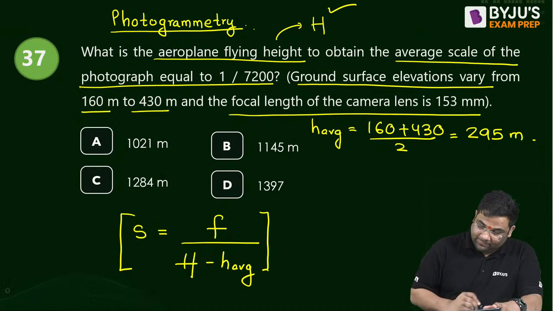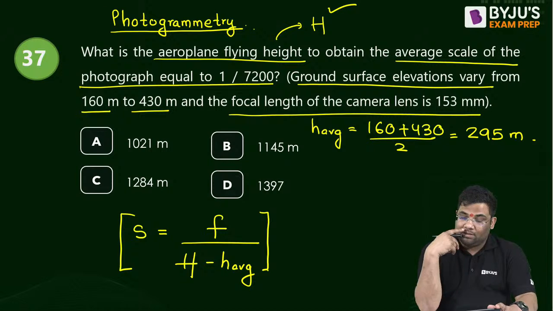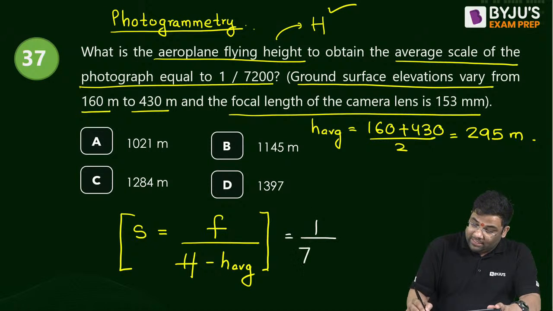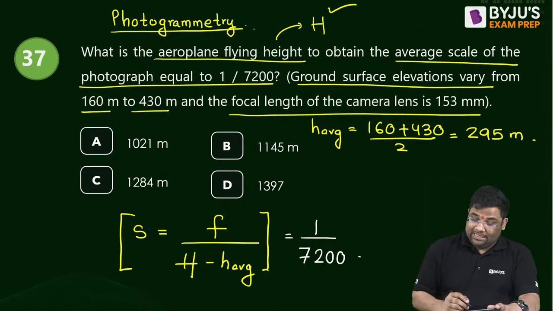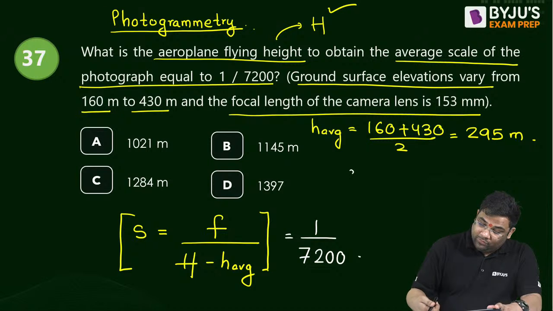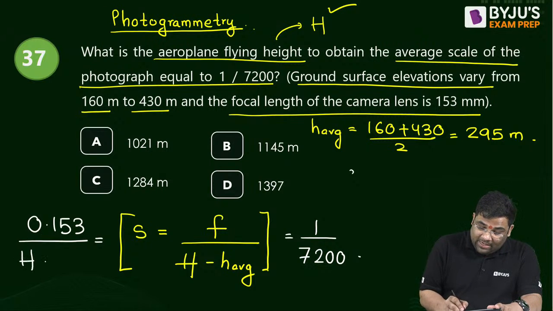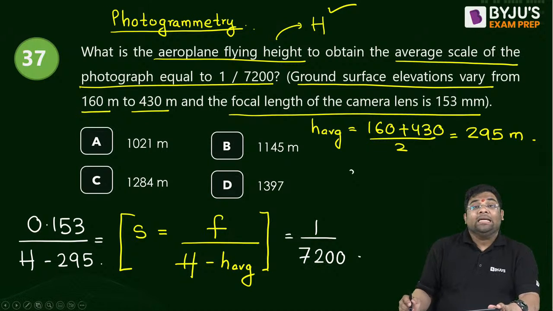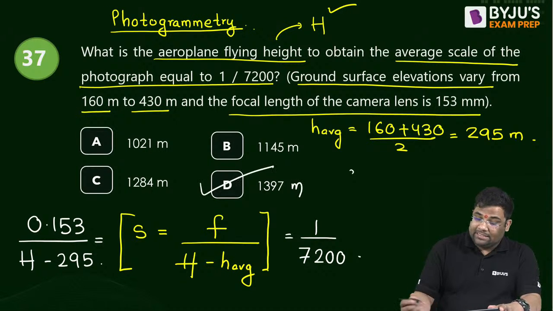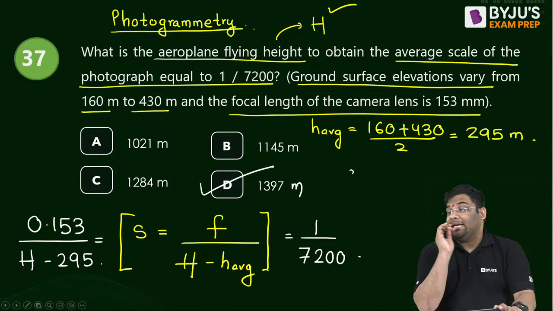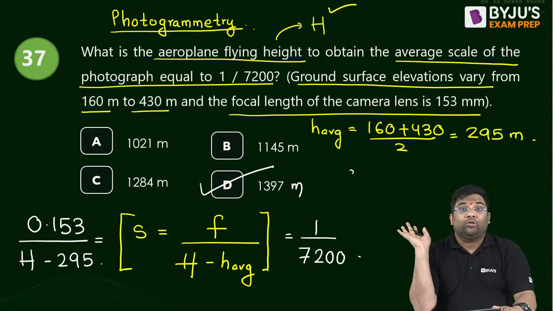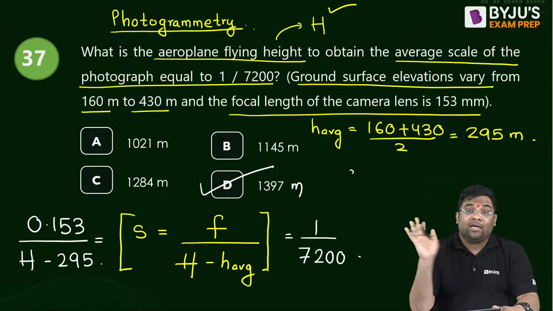So tell me the answer to this. What is the answer to this? Tell me. It is given 1:7200. Now use everything in what? Meter. So this will become equal to, you see, F in meter is 0.153. And then we have the flying height which you have to find out. The average height of the ground level is 295. So from this, what is the answer you're getting? You're getting 1397 meter. Very standard question on flying height. They can ask a question on flying height. Very standard question. Okay, all the standard questions I have covered in this particular video.